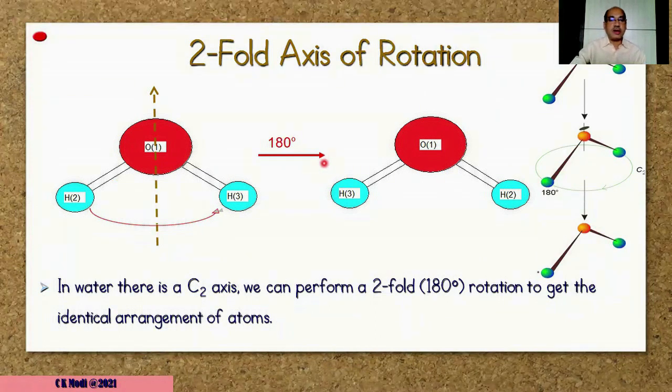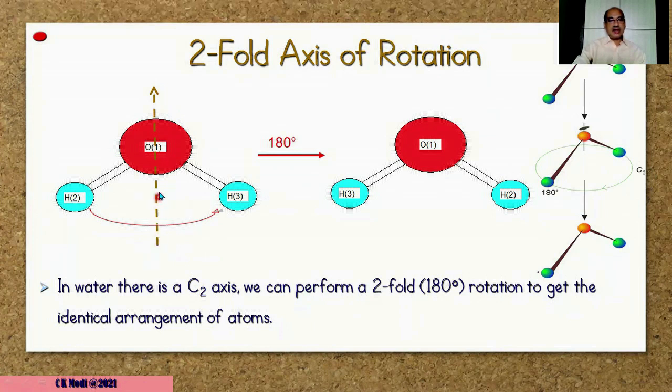Now the two-fold axis of rotations. Look at this. Why is it called C2? Why is this imaginary axis called C2? Now this is an example of the water molecule. This is oxygen, which is situated at the center, and these are the two hydrogens.